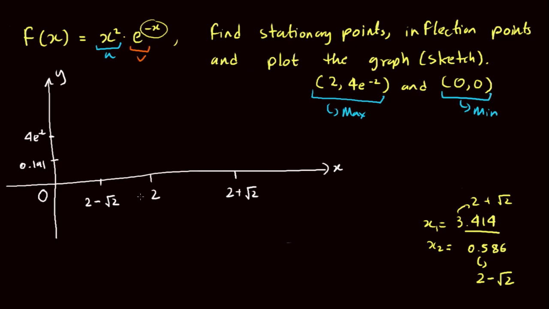So let's have a look here. 2 plus root 2. Oh, it's much less than that. It's about 0.384. And for 4e to the power negative 2, I think it's best if we give it in decimal form, which would be 0.541. So I'll probably put a point here, 0.541, to make it easier.